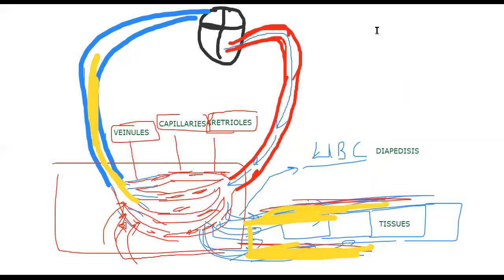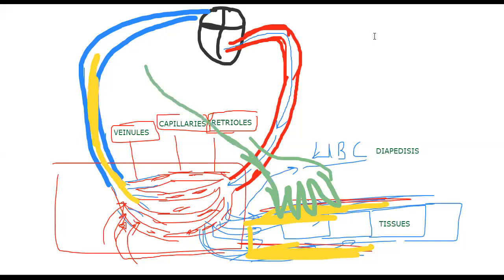So for that fluid, we need to arrange some capillaries that we call lymph capillaries. Okay, so I'm drawing here the lymph capillaries. All these lymph capillaries fuse and form lymph vessels. Okay, then all the lymph vessels will become lymphatic ducts.